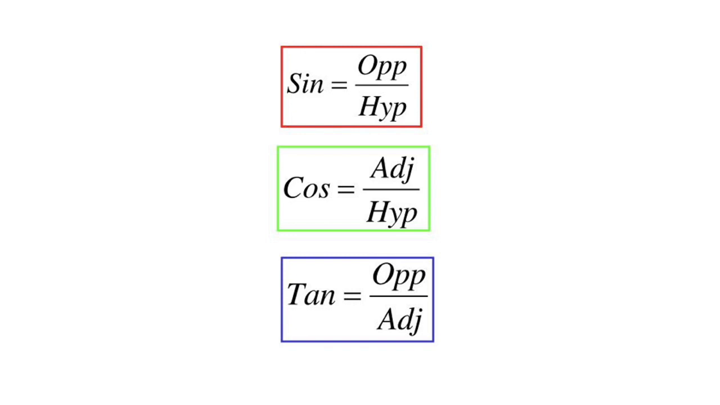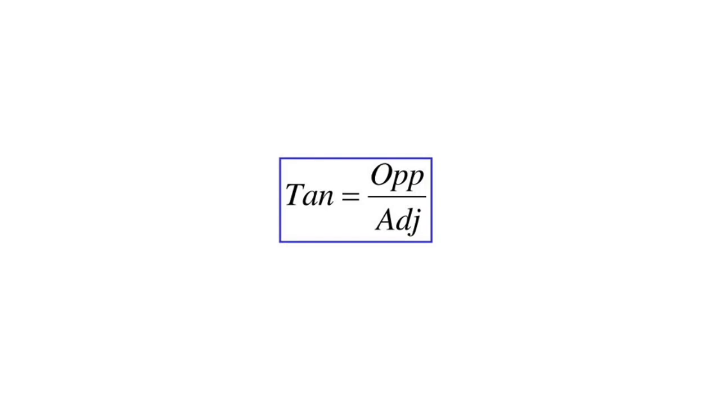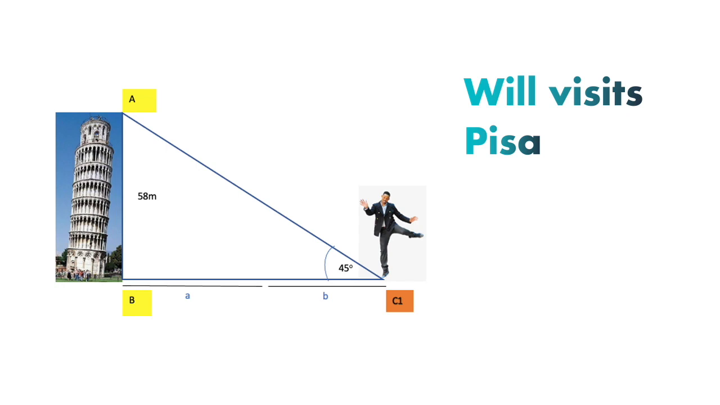We know that the trig ratio that we'll have to use will have to link the opposite and the adjacent. So we're going to have to use the tan function. And tan is opposite over adjacent. I'll begin by filling in this formula. So the angle AC1B is 45 degrees. The vertical height of the tower from A to B is 58 meters. So let BC1 equal A plus B.